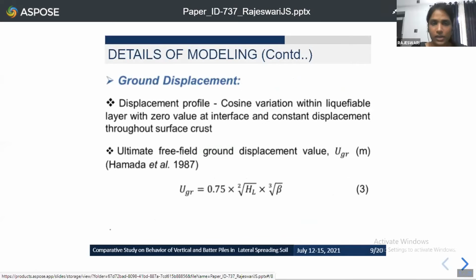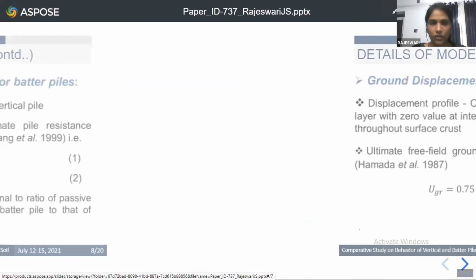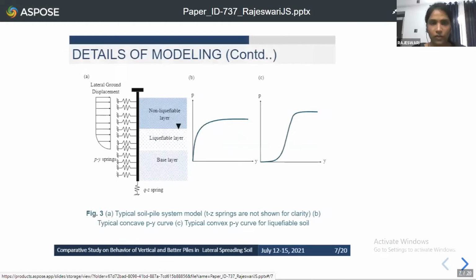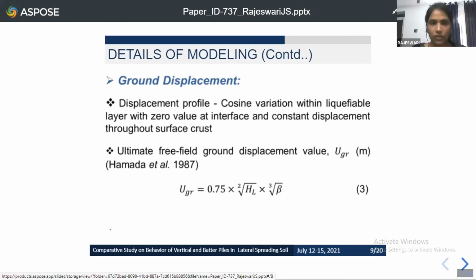Ground displacement. In this figure, we have assigned a triangular profile within the liquefied layer and a constant value throughout the surface crust. This is because once the soil liquefies and it starts moving, the surface crust moves as a single unit. The ultimate free field ground displacement value is calculated using the equation proposed by Hamada et al. 1987.